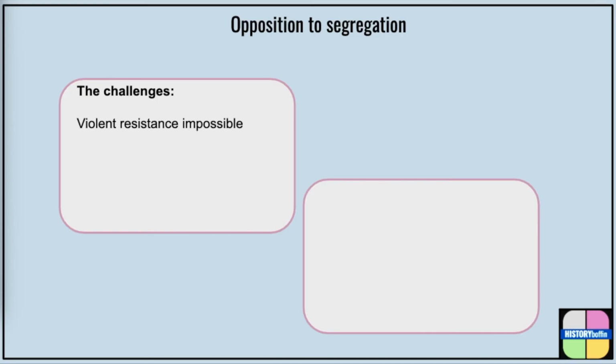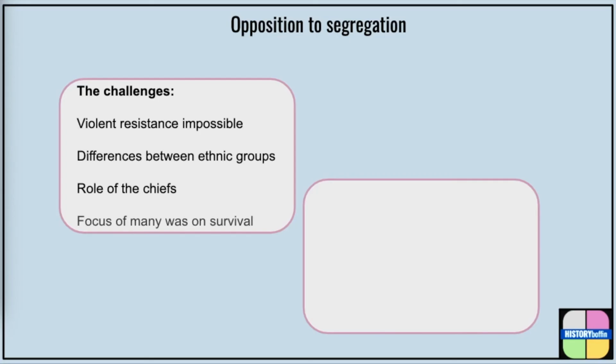Furthermore, there were clear differences between ethnic groups, meaning a coherent opposition policy to the state failed to materialise. Tribal chiefs found themselves reliant on authorities for money, power and prestige, and often muted any grievances within their areas. Finally, the thought of action, political or otherwise, was far from the minds of the hundreds of thousands who struggled to survive from day to day.